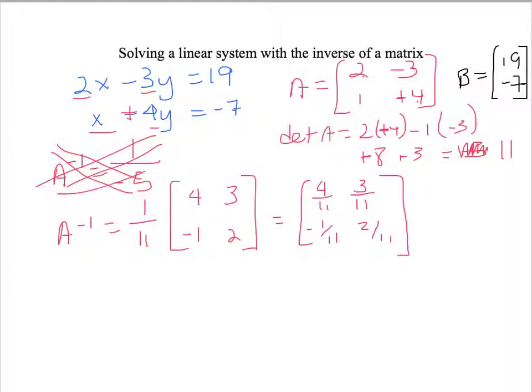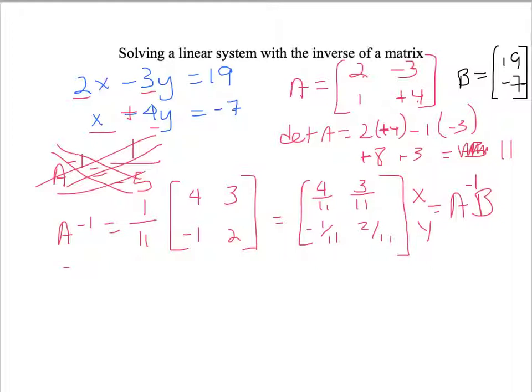Alright, that looks super. Now, how do I find, oh, there's the cat. How do I find my answer? Well, at this point, I take matrix B and I multiply it by the inverse of matrix A. And that'll give me my solution for x and y. So let's set that up.